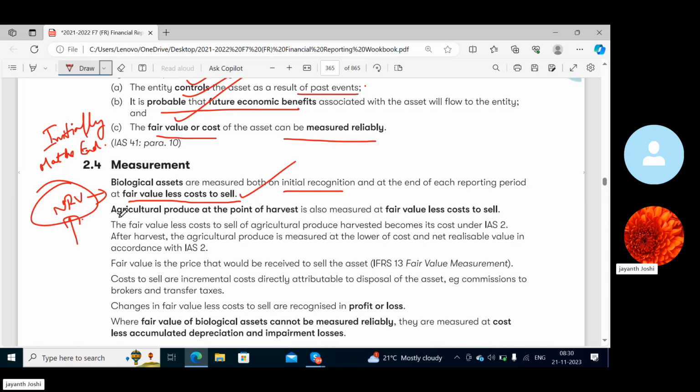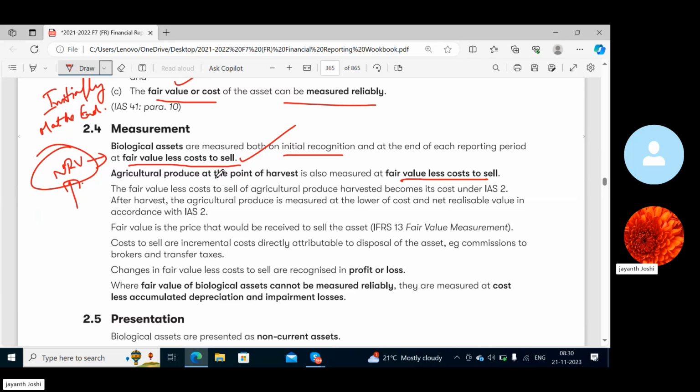Agricultural produce at the point of harvest is also measured at fair value less cost to sell. This fair value less cost to sell of agricultural produce harvested becomes its cost under IAS 2. So what it is under IAS 41 becomes cost under IAS 2, because it is changing the stage. From the point of harvest it is going into the market, and now it will be treated like an inventory, correct?